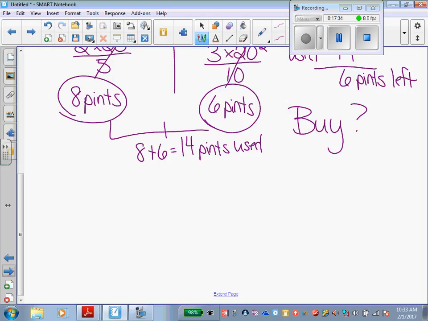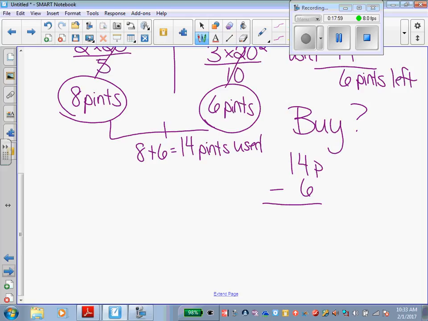Benny? You just subtract 14 by 6. Why do I need to subtract 14 by 6? Because then you can get how much more you need. So the 14 represents what? Because we need to label it. The 14 being the pints of paint she needs for the next painting.